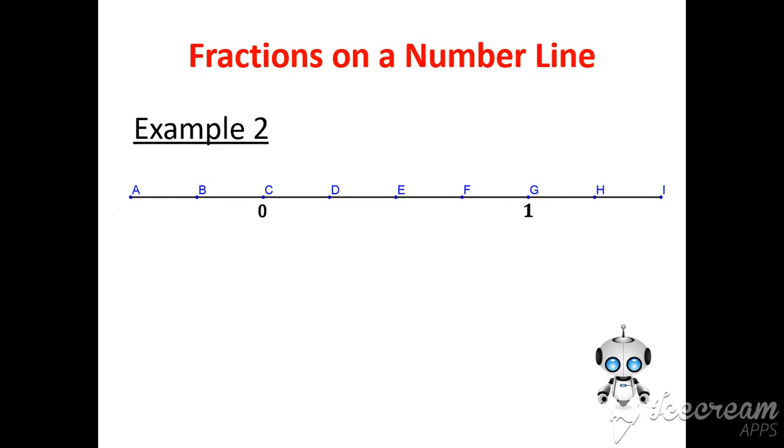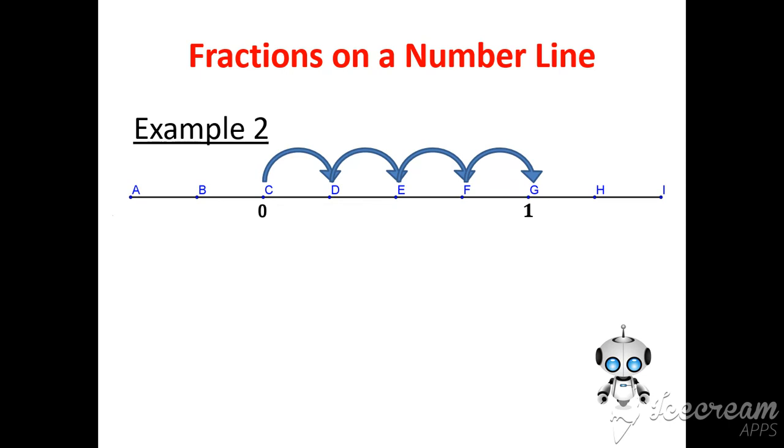Right, what about example 2? We've got points A, B, C, D, E, F, G, H, and I, and we've been given once again some numbers, 0 and 1. So once again, we're going to count how many spaces between 0 and 1. So we've got 1 space, 2, 3, 4 spaces.